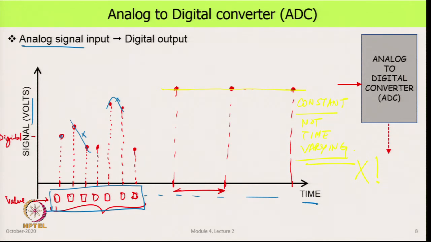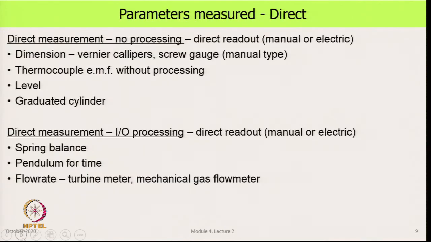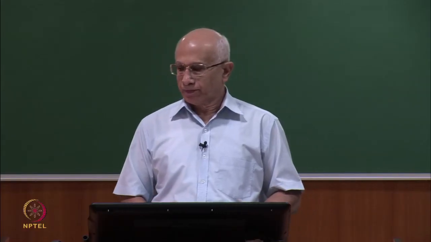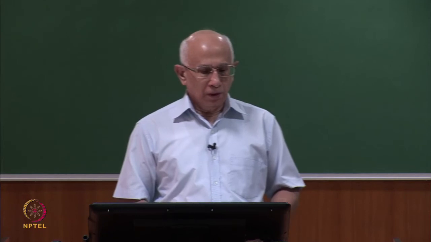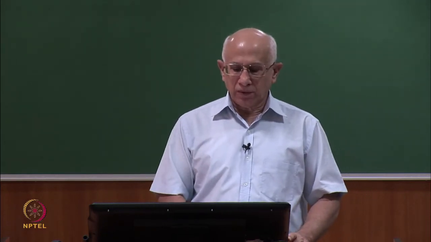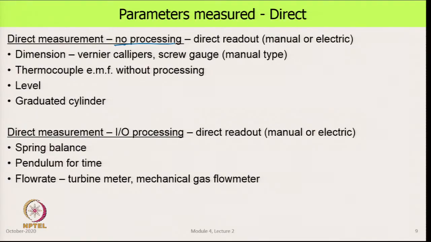So, this is the third device that did electronic processing. And now we come and ask what types of parameters are measured and what are the ways in which they are measured. So, what we have is a direct measurement where there is no processing, and the example of that is that there is an instrument which shows something and we note the reading, simple as that.